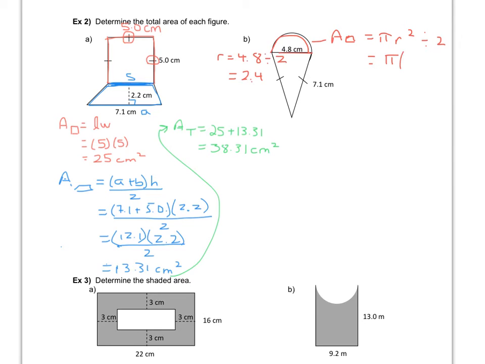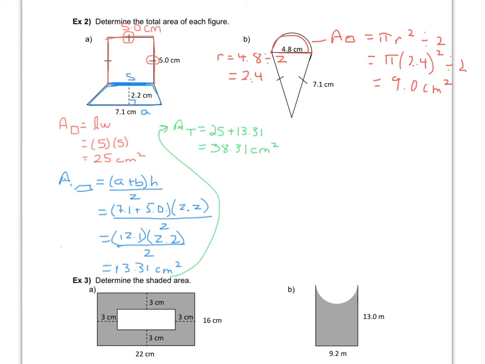Okay, so I'm going to put in 2.4 here. Pi times 2.4 squared divided by 2. All right, and then you can put that in your calculator, and it's going to give you an answer of about 9.0 centimeters squared. And now you've got a triangle to find the area of.